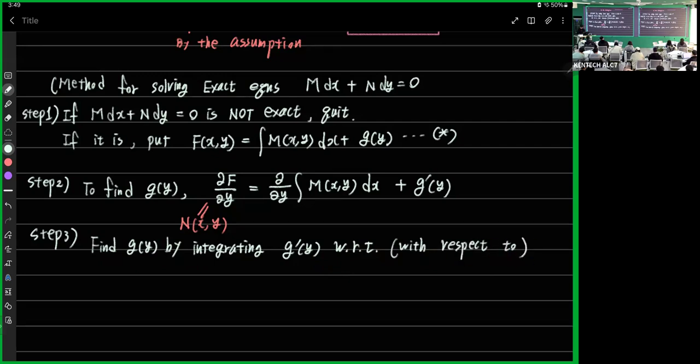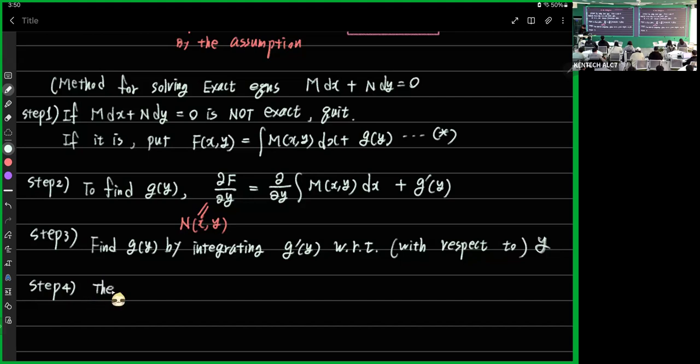So in Korean, it's kind of higher. I think that's what it means with respect to y. And then step four. In most cases, I think all cases, for the exact differential equation, the solution will be written in implicit form.